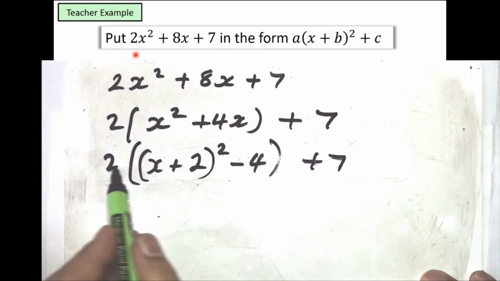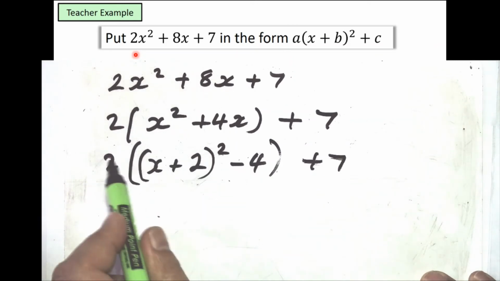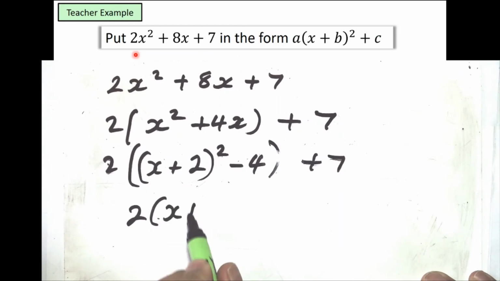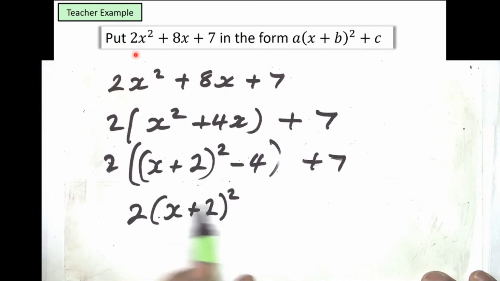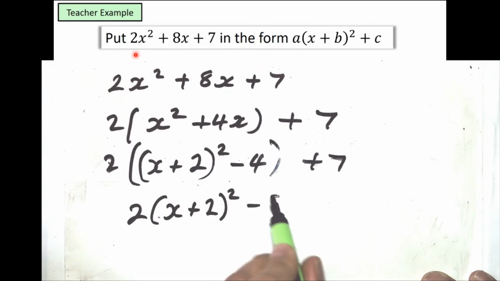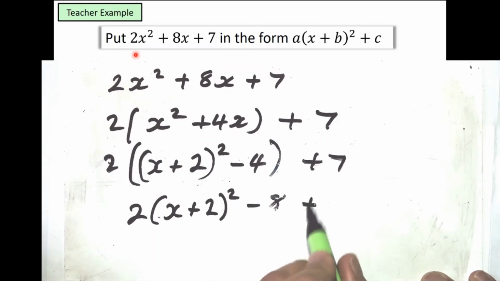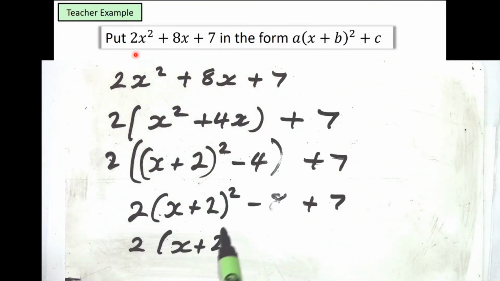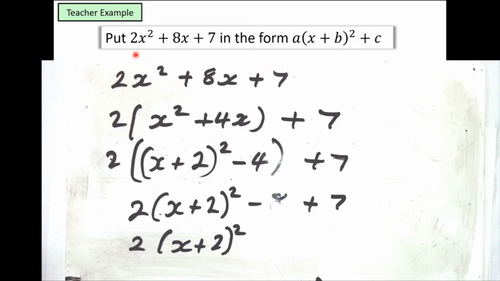So now I'm going to expand this outer bracket, so that's 2 times x plus 2 all squared, and the 2 times minus 4 gives me minus 8 plus 7. So I end up with 2 bracket x plus 2 all squared, minus 8 plus 7, which gives minus 1.